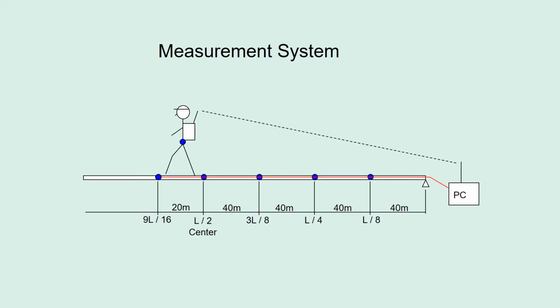I attached the accelerometers at 5 positions. Span length L/8, L/4, 3L/8, L/2 is the center, and 9L/16. In addition, an accelerometer was attached to the pedestrian. Its data was transferred by telemetry link to the PC at the end.